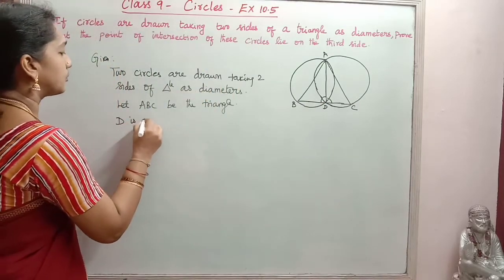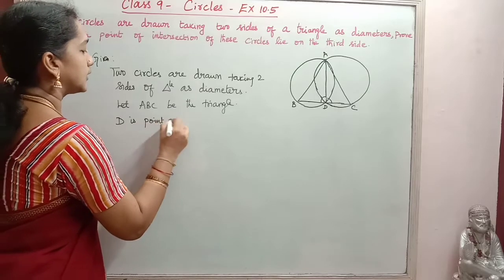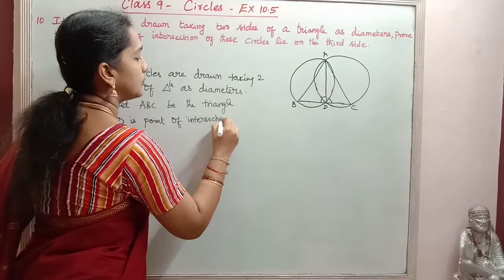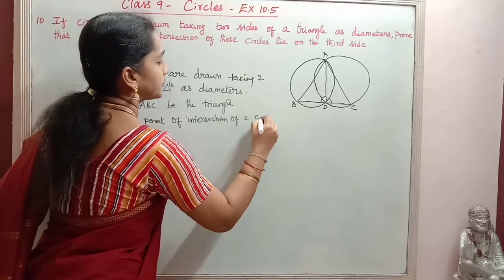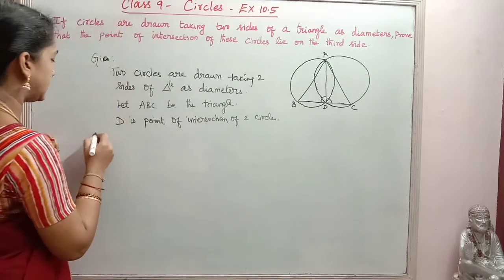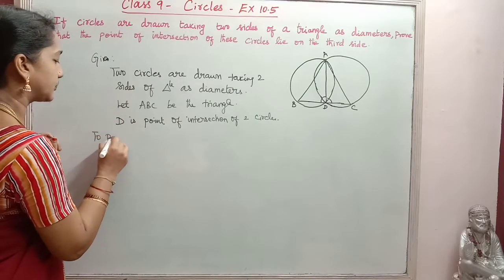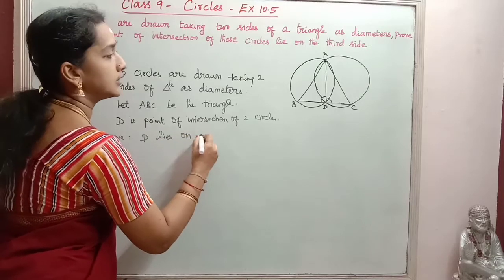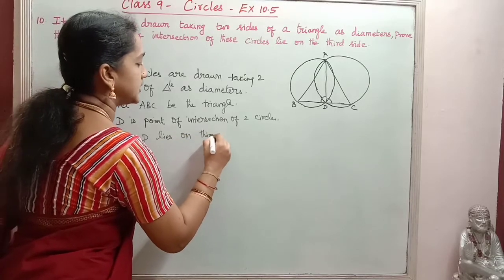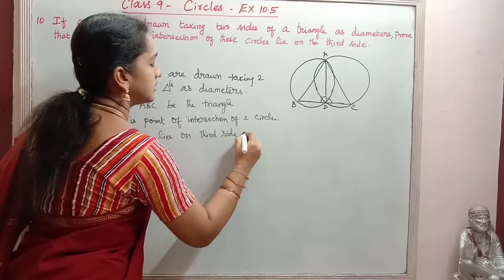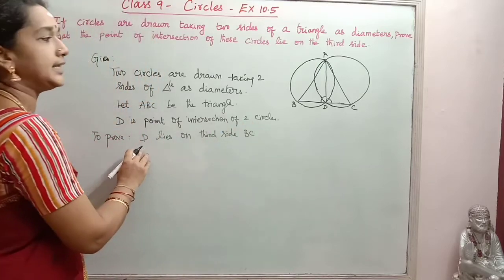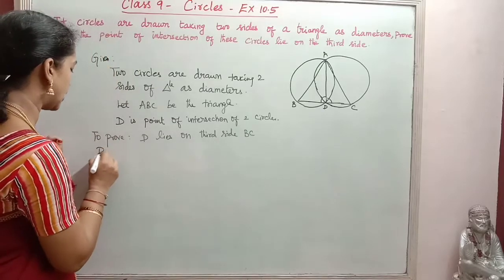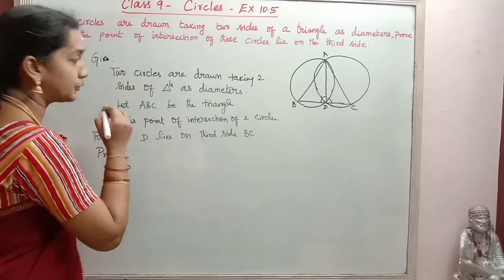D is the point of intersection of two circles. These are the things given. To prove: D lies on the third side BC. This is the point that lies on the third side BC. So for proving this, the proof is as follows.